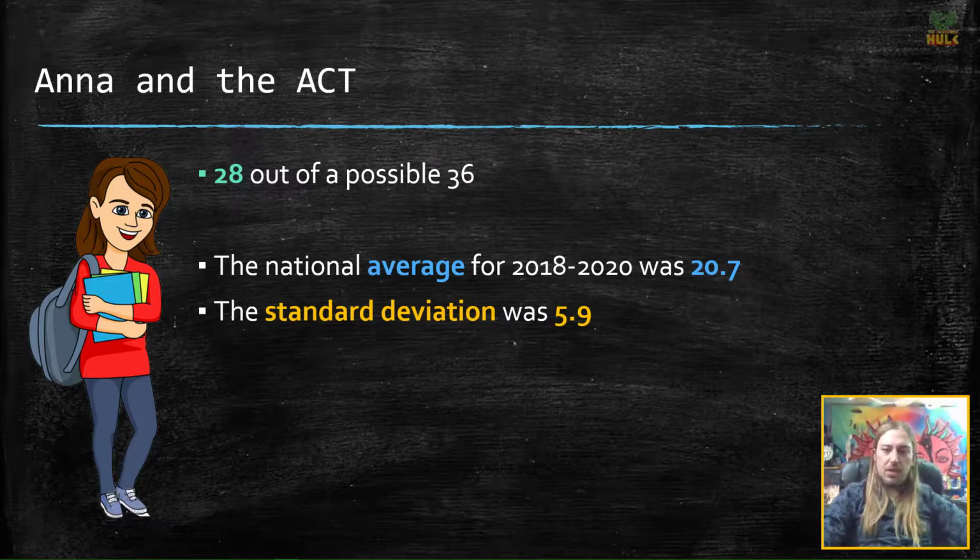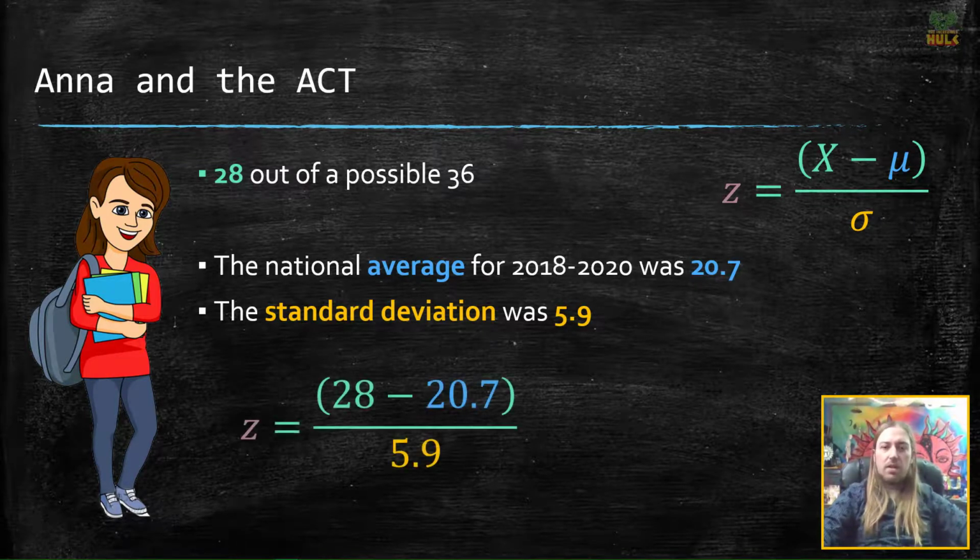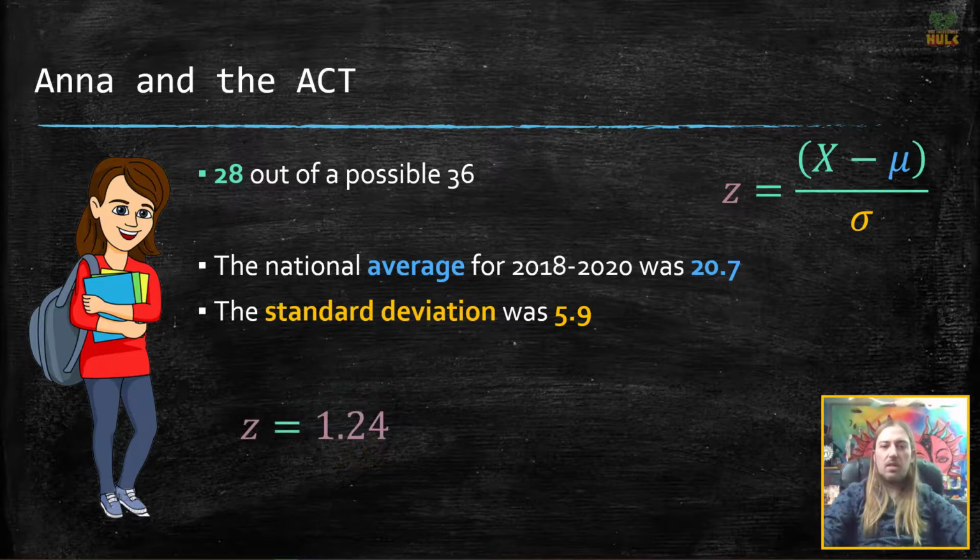So we have the information we need, right? Our formula requires that we know population mean and population standard deviation. So now we can plug in her raw score in the place of x, and we see 28 minus 20.7 divided by 5.9. We end up with a z-score of 1.24. So Anna is 1 1/4 standard deviations above the average.